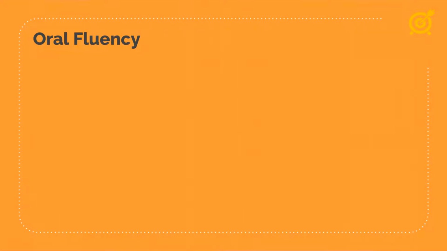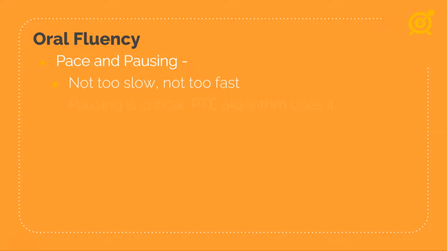The second one is pace and pausing, which expects you to speak at a moderate pace and not too fast and not too slow. Additionally, pausing is very critical, and PTE algorithm uses your pausing to mark you on this parameter. Use the punctuation symbols to guide you. Slight pause after comma and long pause after full stop.